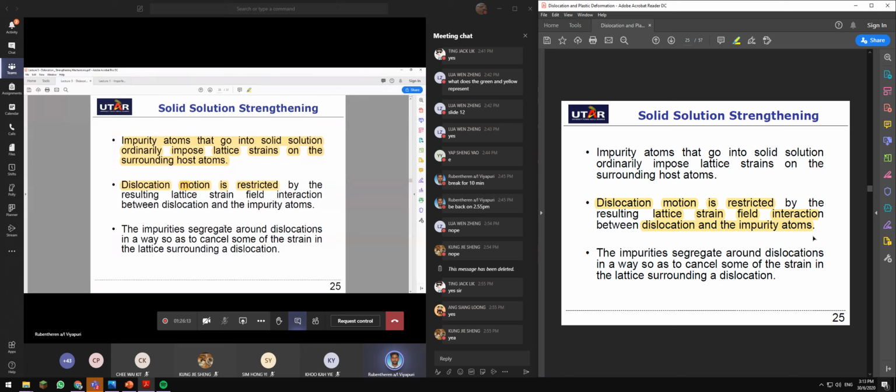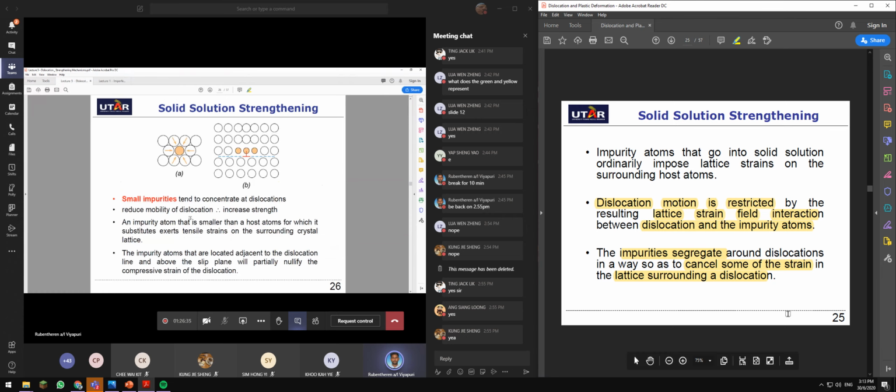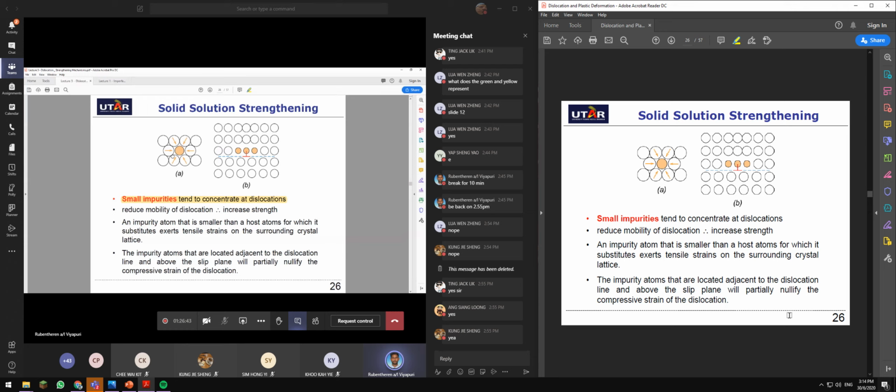The impurities segregate around dislocation in a way so as to cancel some of the strain in the lattice surrounding the dislocation. So it can't move further, it stops, acting as a barrier for dislocation motion. Here, small impurities tend to concentrate at dislocation. Small impurities tend to concentrate on dislocation, reducing the mobility of dislocation, which increases the strength.